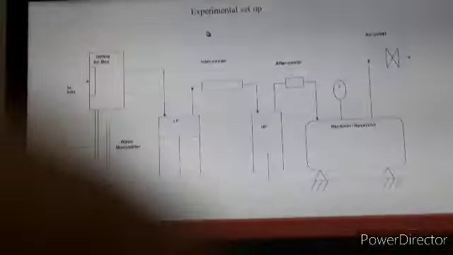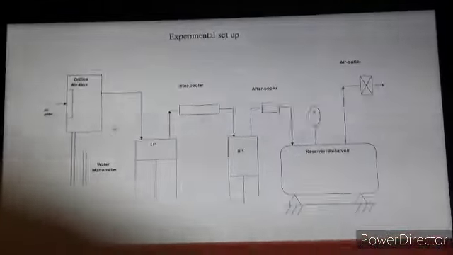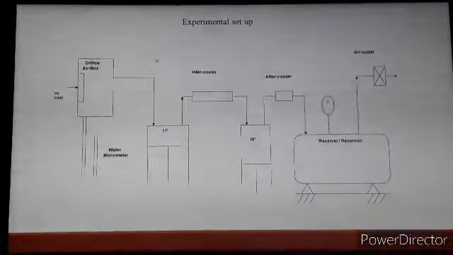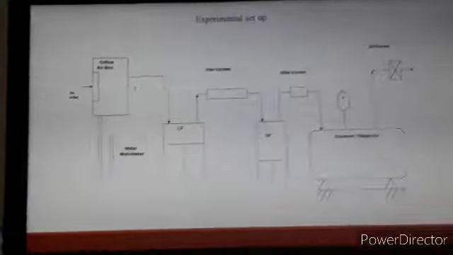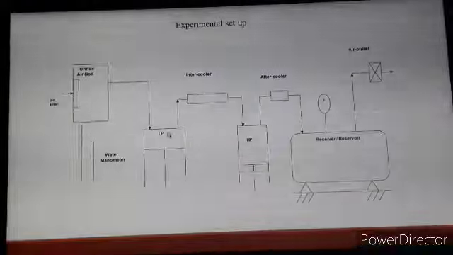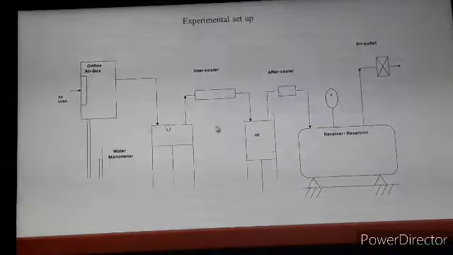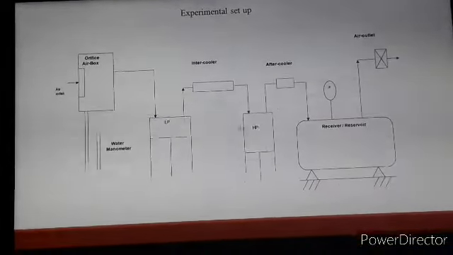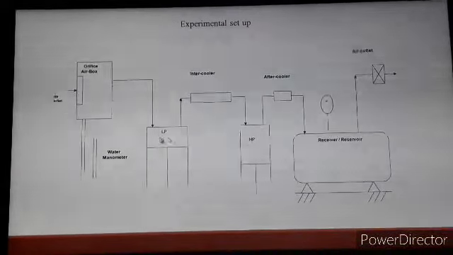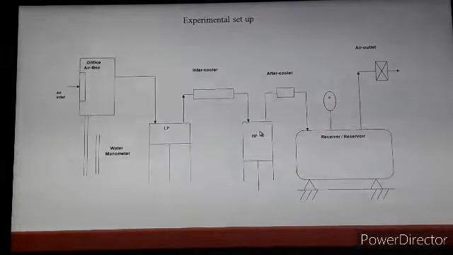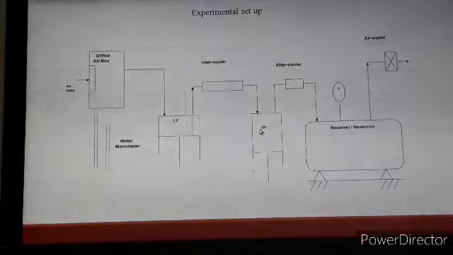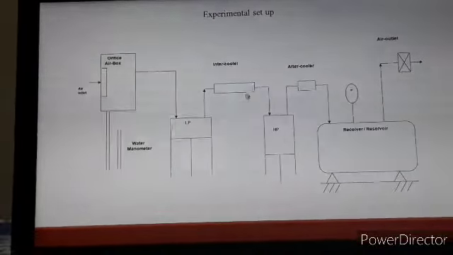So this is the arrangement of today's experimental setup. This is the experimental setup for today's trial. This is the setup for the two-stage compressor. As we just saw, in a two-stage compressor we have two cylinders. This one cylinder is referred to as the LP cylinder, the low pressure cylinder. This is the HP cylinder, the high pressure cylinder. In between the low pressure cylinder and the high pressure cylinder, we use an intercooler.